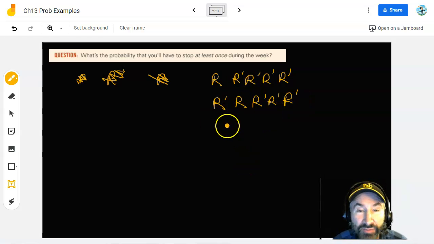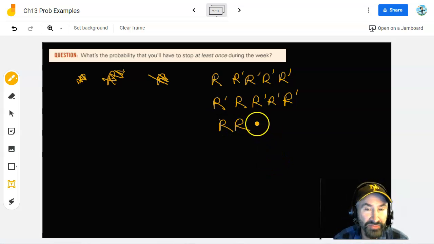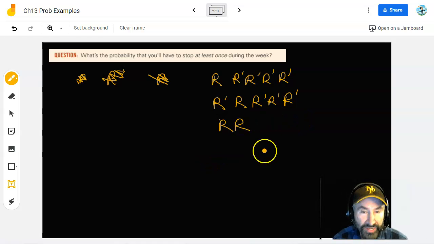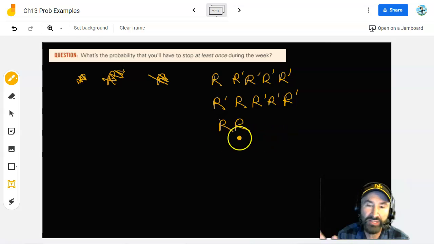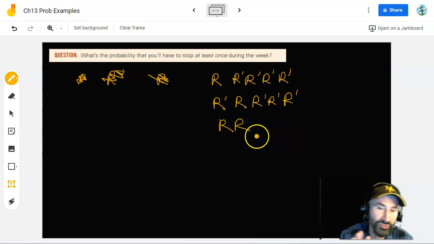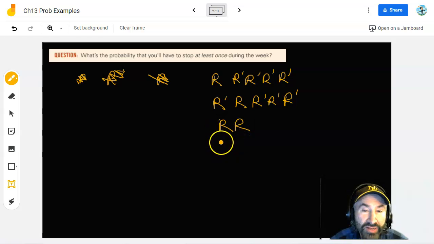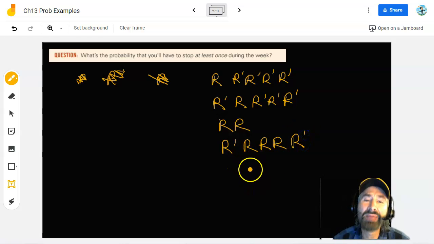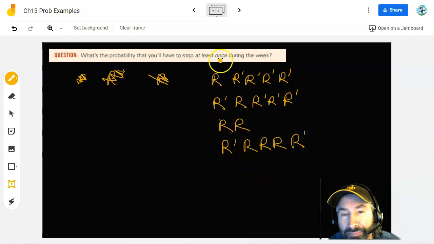We also have to say, what if we stop on Monday and on Tuesday at this light, and then don't stop on Wednesday, Thursday, Friday, and again, every possible way of arranging the red light. Okay, the red light could be on Friday and Tuesday, et cetera, et cetera. Or we could have the possibility of not stopping on Tuesday and Wednesday and Thursday. That's at least once.